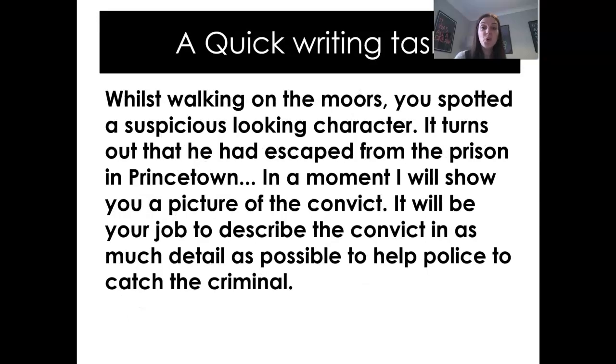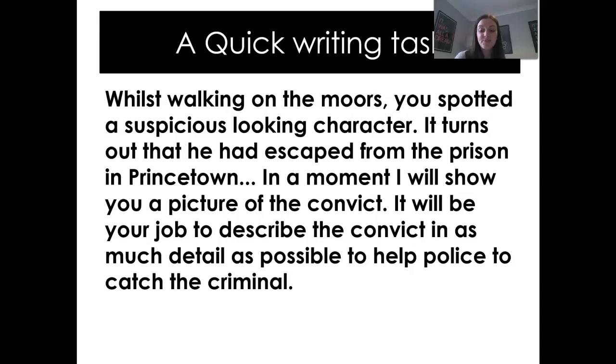Okay, so before we introduce our next text and writer, I would like you to undertake a short creative writing task. So whilst walking on the moors, you have spotted a very suspicious looking character. It turns out that this person has escaped from the prison in Princetown. In a moment, I'm going to share with you a picture of this convict. So your job is going to be to describe the convict in as much detail as possible in order to help the police catch this criminal. Do you think you're up for the challenge?